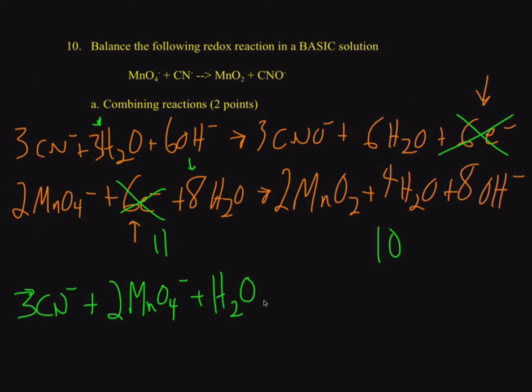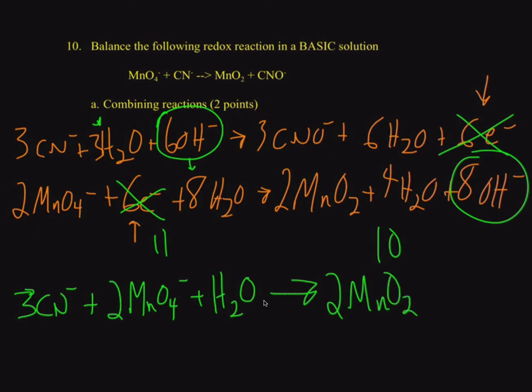And since we have 6 hydroxides on one side, 8 on the other, the ones on the left are going to cancel out. That's going to leave us with 2 MnO2 plus 3 CNO⁻ plus 2 OH⁻. That's going to be our final reaction.